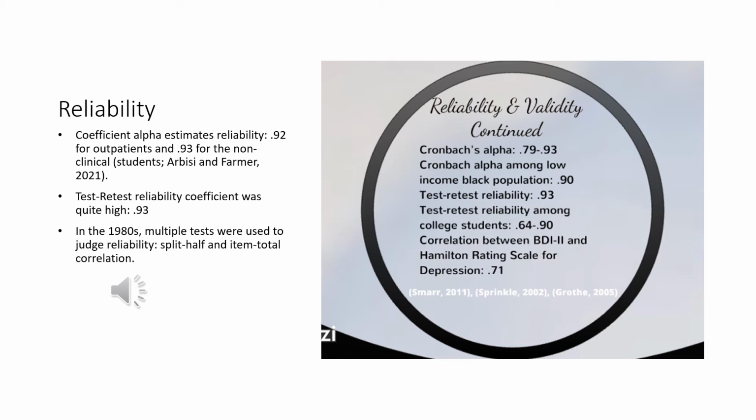In the 1980s, multiple tests were used to judge reliability. They used split half and item total correlations, with both seeming to have been adequate.